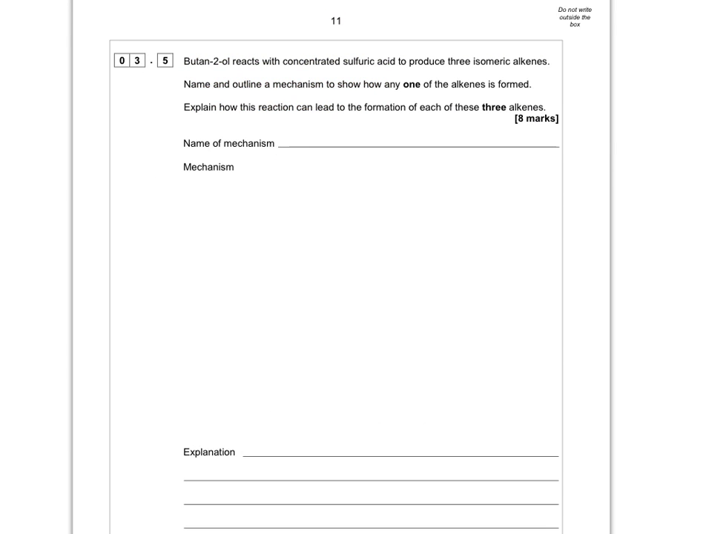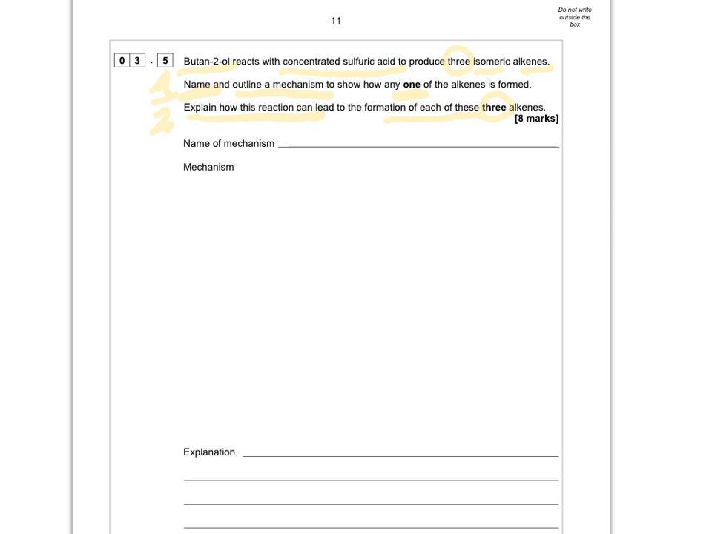Remember the rule? Read the full question. Butan-2-ol reacting with concentrated sulfuric acid to make 3 isomeric alkenes. First thing you had to do, name and outline a mechanism to show how any one, you don't need to do lots of mechanisms, of the alkenes is formed. 2, explain how this reaction can lead to the formation of 3 alkenes. And then the name of the mechanism.